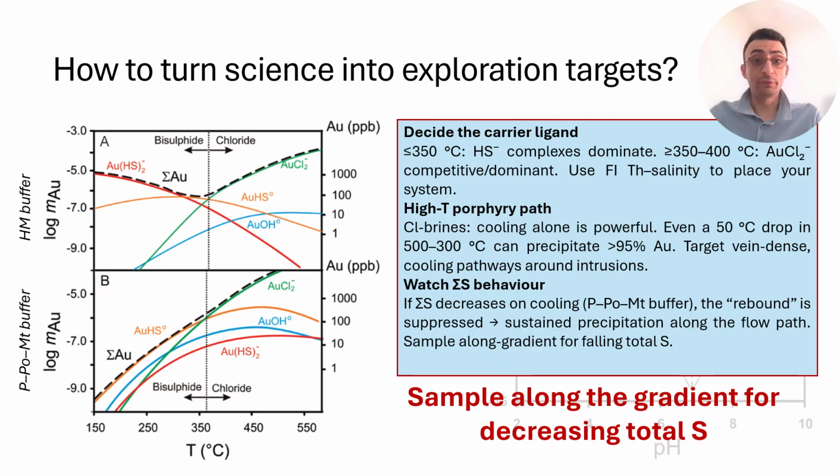If total sulfur falls during cooling, as you can see in panel B, the usual low temperature solubility rebound is not there. Expect continuous gold precipitation down temperature, so you may do sampling along the gradient of decreasing total sulfur. This means that upflow rocks scavenge sulfur as pyrite. The remaining fluids become sulfur poor, so downstream rocks receive less sulfide and less gold.